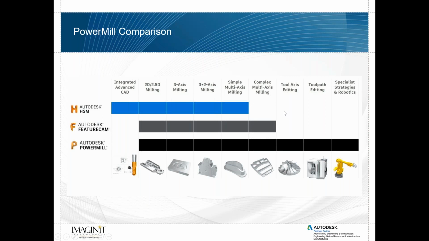And there's quite a bit of flexibility with FeatureCAM. FeatureCAM is a little bit more automated. And again, we're going to be doing a webinar in a couple weeks on it. PowerMill can do a little bit of everything. It's really good at doing your surface finishing.